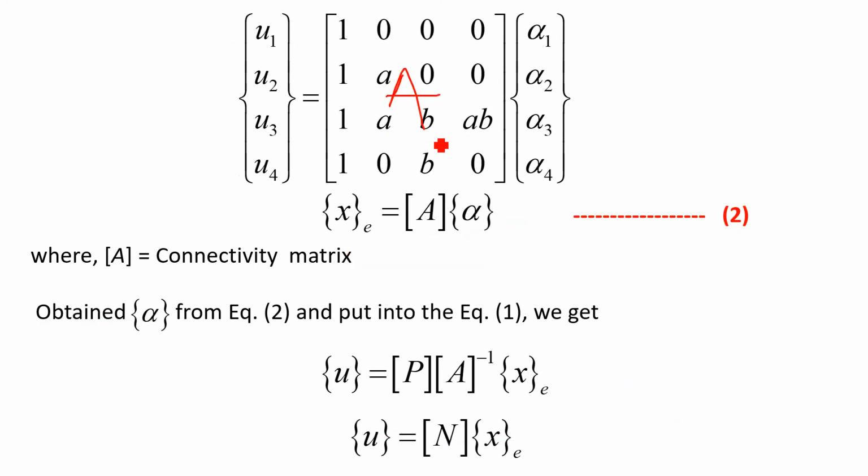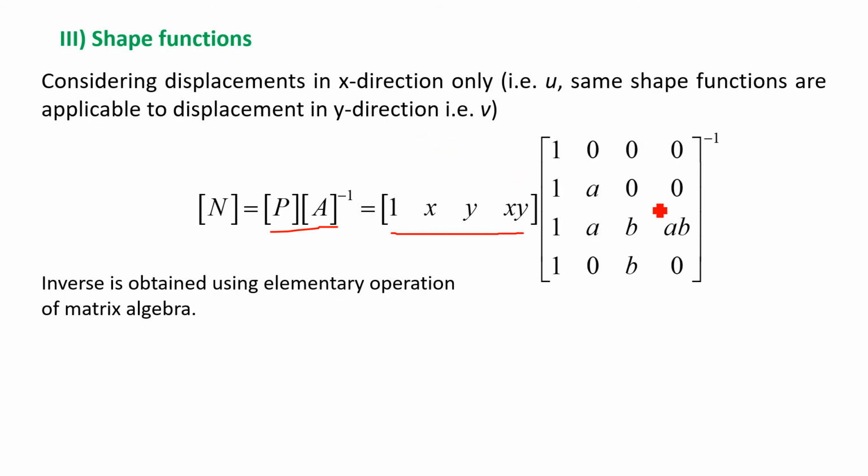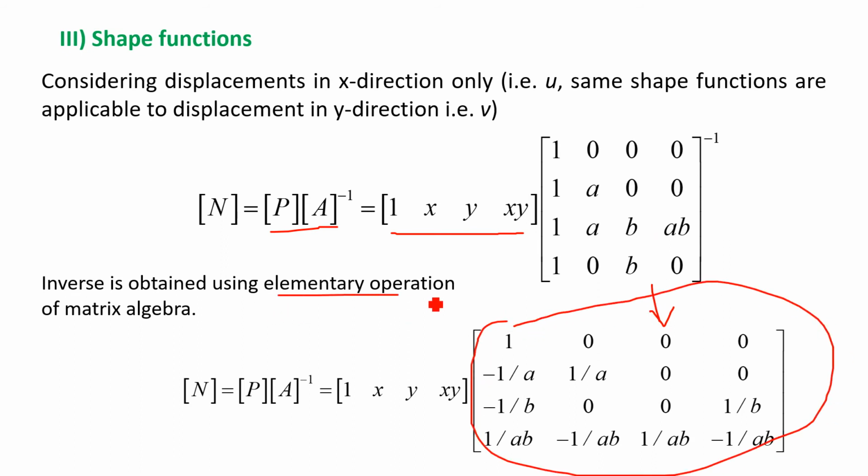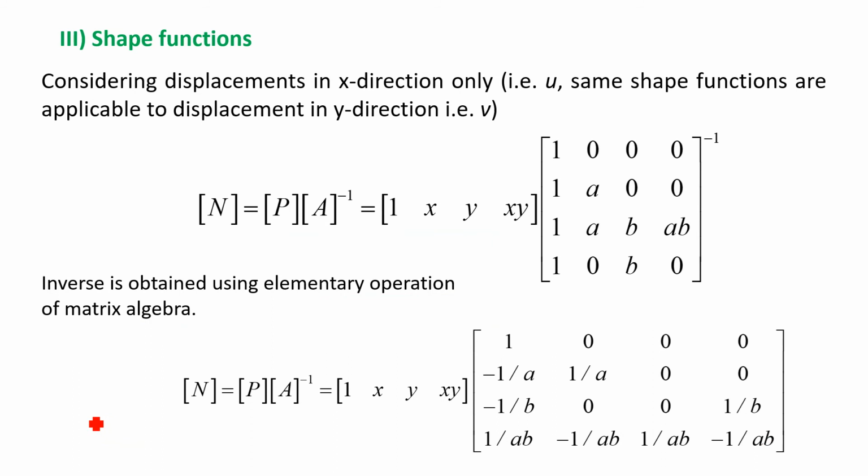So if you take an inverse of this, the inverse of this matrix will be equal to this. This inverse is obtained by elementary operations of matrix algebra. So using this method of finding the inverse using elementary operations, we can find out the inverse of this matrix A like this. Okay, so this is P into A inverse. So if you multiply this P into A inverse, this row one by one with the 4 columns of this matrix, you will get the 4 shape functions.